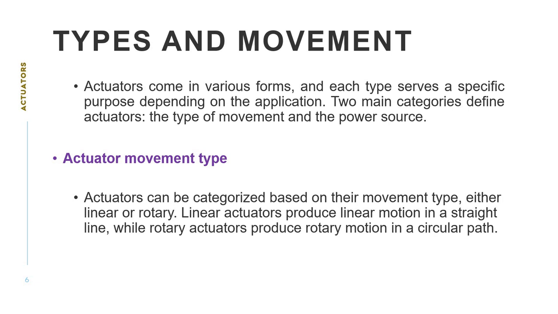Okay. Actuator movement type: it can be categorized based on their movement type. Either it can move in linear or in rotary motion. So linear actuators produce linear motion in a straight line and rotary actuators produce rotary motion in a circular path. So this is very important to know, how the actuator actually moves.